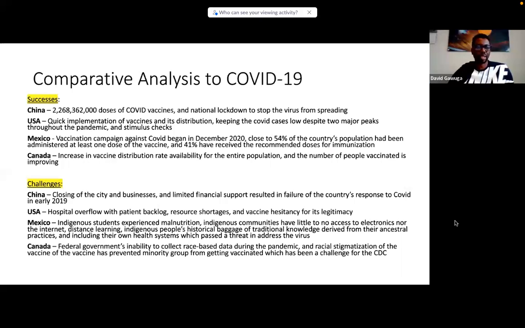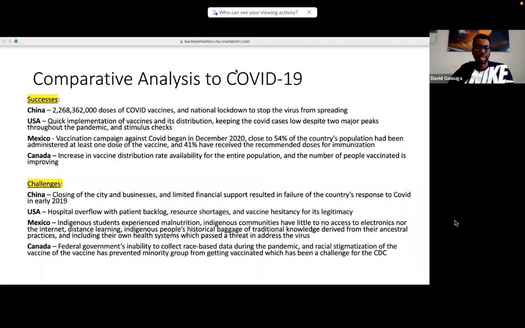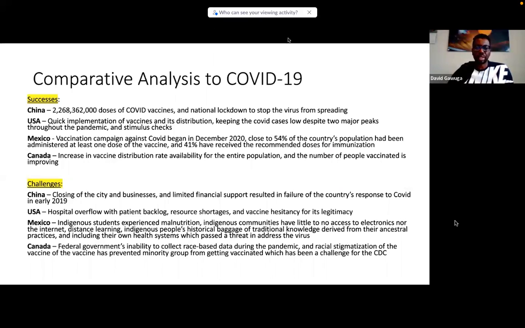The challenges: in China, the closing of cities and businesses and limited financial support resulted in failure of the country's response to COVID. In the US, there were hospital overflow with patient backlog, resource shortages, and vaccine hesitancy. In Canada, the federal government's inability to collect race-based data during the pandemic and racial stigmatization of the vaccine have prevented minority groups from getting vaccinated, which has been a challenge for the CDC.